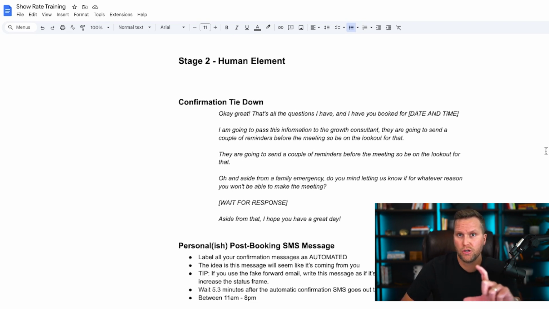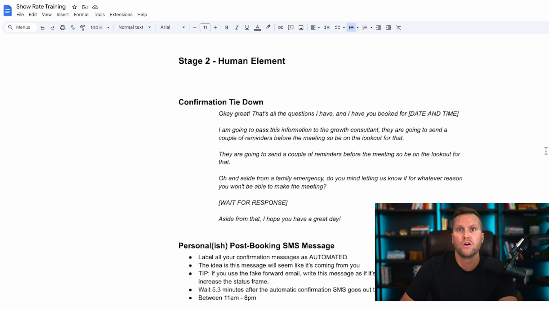This is something that you can do when you call them up, either after they book their appointment. What you recommend is that you call them within 15 minutes after they book their appointment. As soon as they book their appointment, after 15 minutes, you call them. That shows an increase in show rates, and you can use this confirmation tie down.